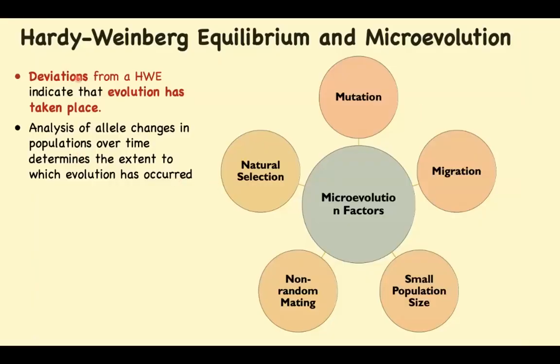So deviations from a HWE indicate that evolution has taken place. So analysis of allele changes in populations over time determine the extent to which evolution has occurred. So you have to remember, this is the microevolution factor. Terjadinya mutation, terjadinya migration because of small population size, non-random mating and natural selection.